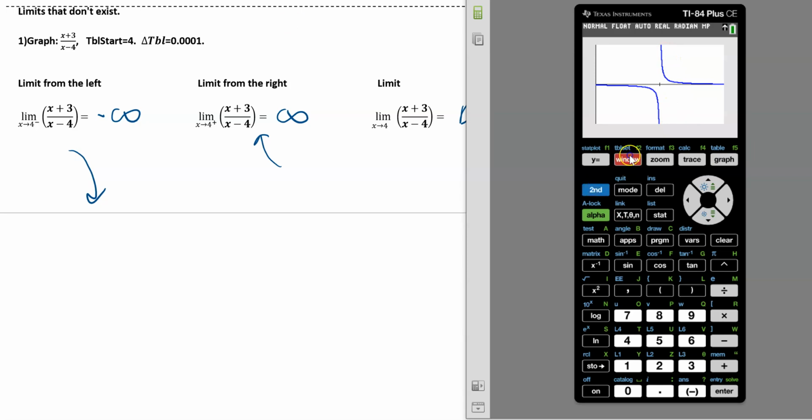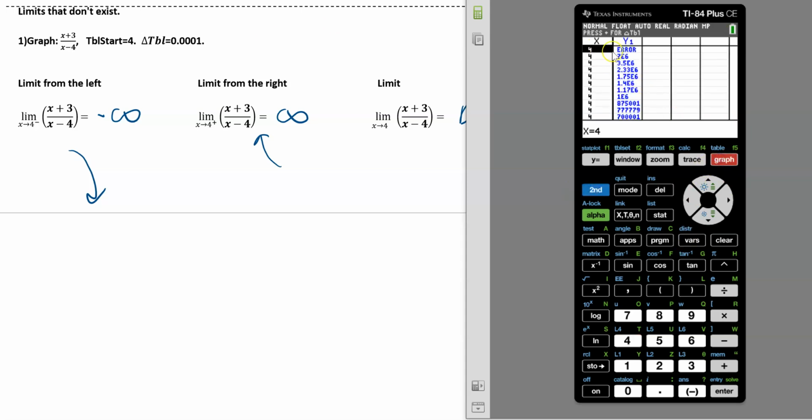So that's all you have to do. Set your table set up to be the limit, pick something really close to it. And so then when you hit the table, the middle is 4. That's to the left of it, and that's to the right of it.